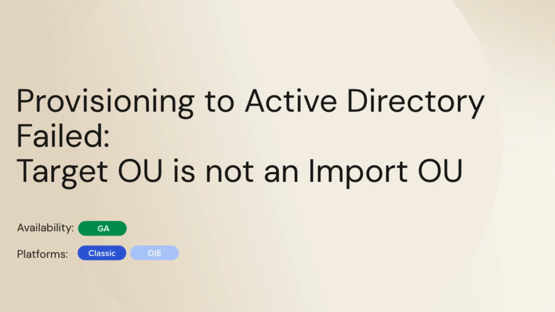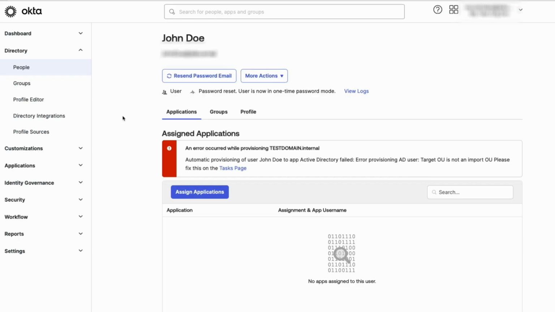In this video, we're tackling a common problem, fixing an error that says, "Active Directory failed. Target OU is not an import OU." This error pops up if there's a mismatch in settings when you're trying to add users to Active Directory through Okta. Here's a simple step-by-step guide to solve this.